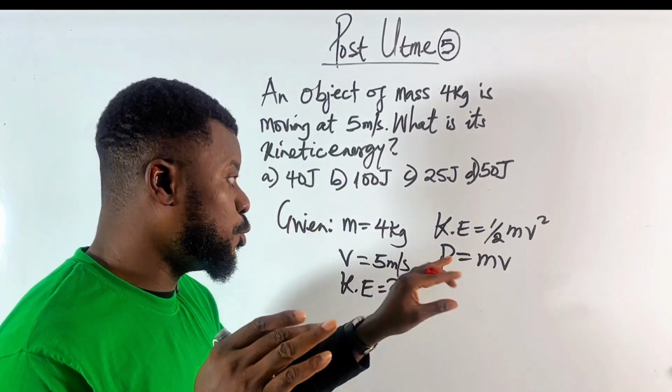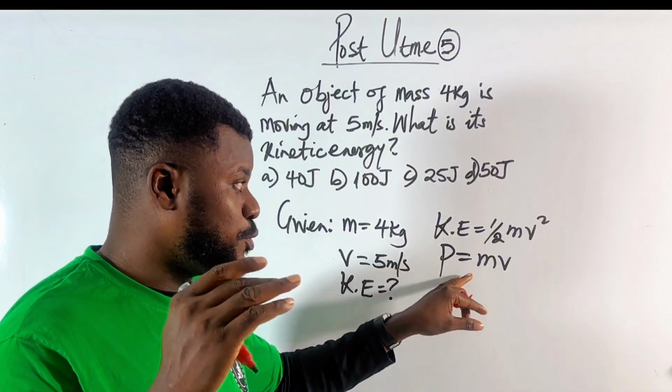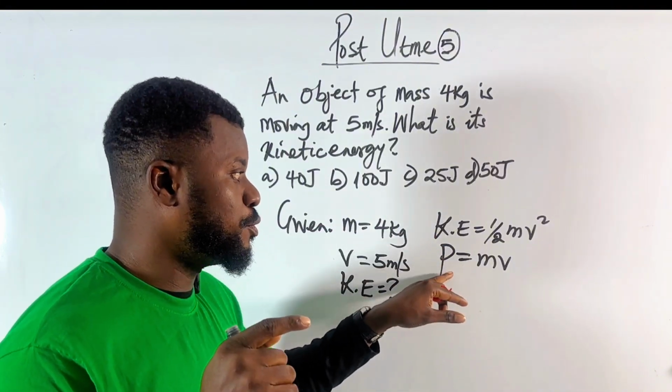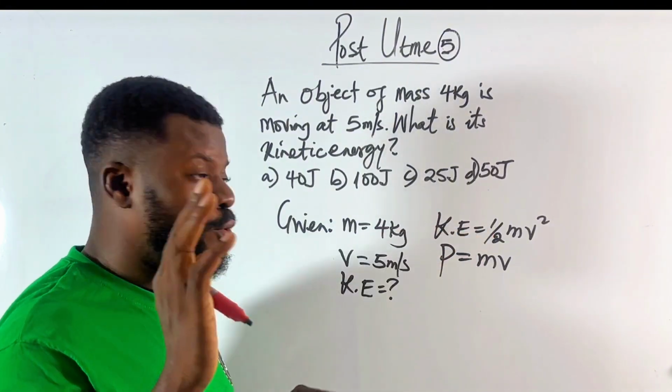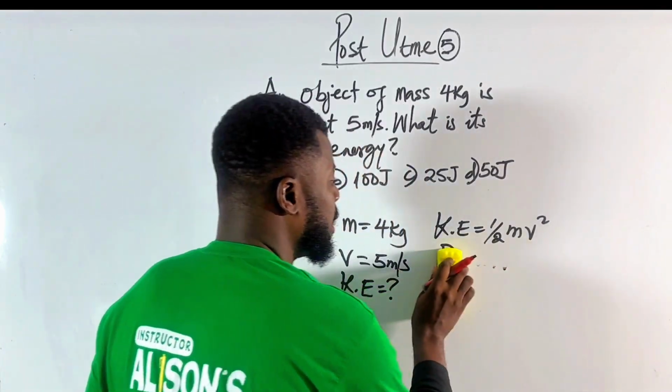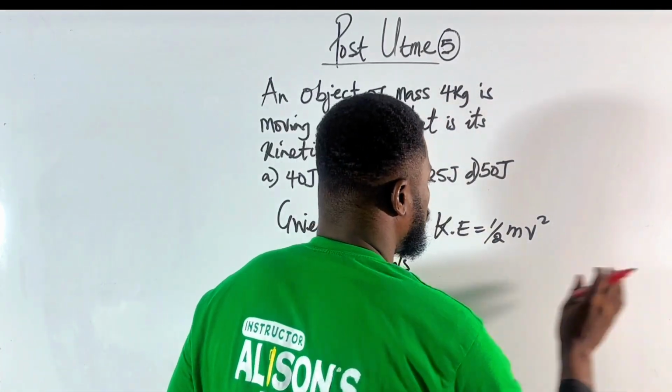You understand? Plenty of students make mistakes and fail this particular question because they mistake the momentum formula for the kinetic energy formula. So just know the difference. Kinetic energy is half mv².